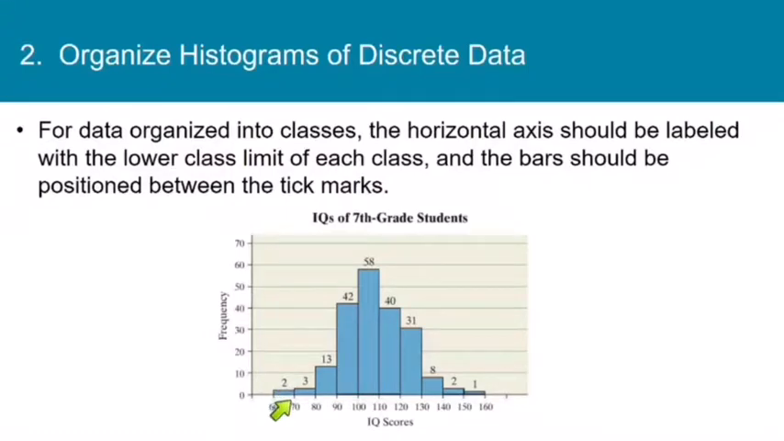Now the upper class limits are not labeled, but they don't really have to be, because we know that on a frequency distribution, the classes have to be arranged so that there are no gaps between the classes and there are no overlaps between the classes. So where one class ends, the next class begins. And since this data is discrete, we can assume that the upper class limit of the first class is 69.